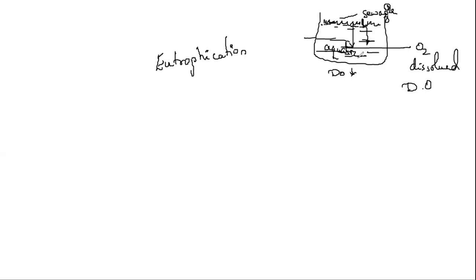Water with a low concentration of dissolved oxygen, when the concentration of dissolved oxygen reduces in water, such water is called hypoxic water. It is called hypoxic water. So what is hypoxic water? The level of dissolved oxygen has decreased.